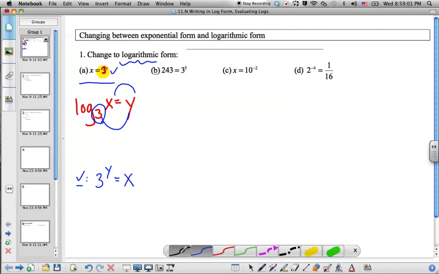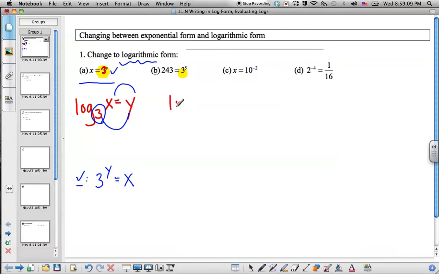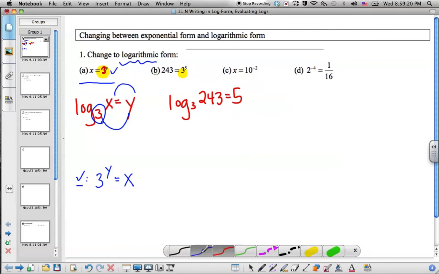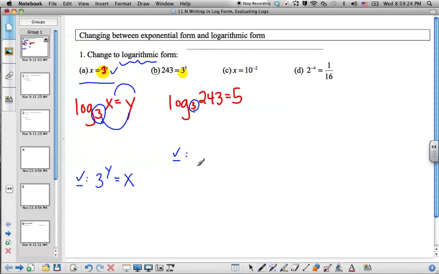Okay, we'll try the next one. First, start off by identifying your base. We see right here that we have a base of 3. So we know that we have log of base 3. And log base 3 of your answer, which is 243, and that all equals 5. And then once again, we'll check our work here by drawing our little ear. So we have 3 to the 5th power, and that should equal 243.